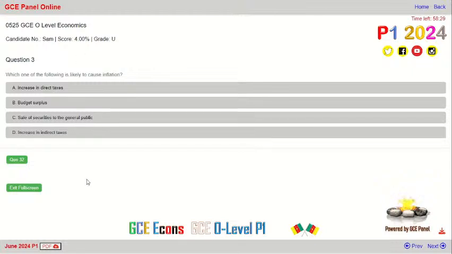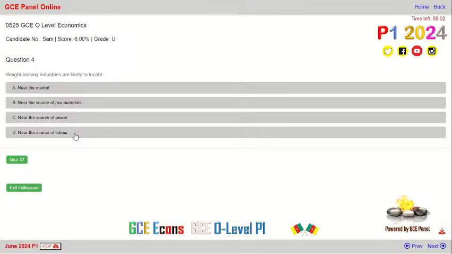Which one of the following is likely to cause inflation? You have increase in direct taxes, budget surplus, sale of securities to the general public, increase in indirect taxes. Increase in indirect taxes is likely to cause inflation.